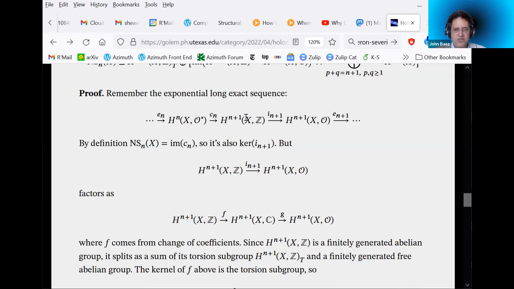So you get H2 with integral coefficients, the topological classification of line bundles. So let's just think about n equals one. Yes, that's what we care about. So it's the image of that connecting homomorphism, and therefore it's the kernel of the next homomorphism.